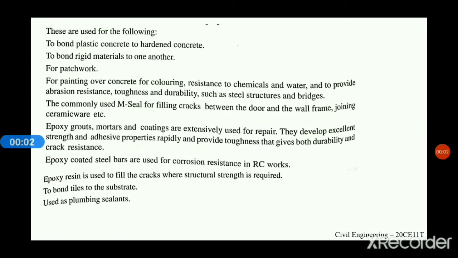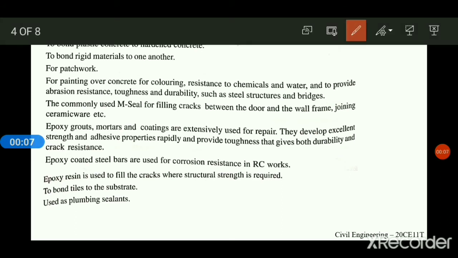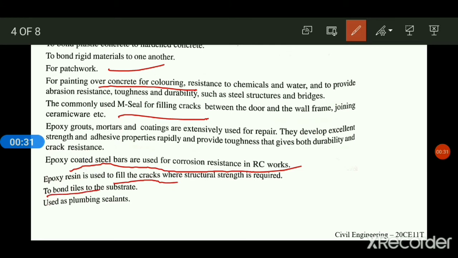These are the applications where epoxy resin is used: for patchwork, for painting over concrete, for coloring. It is used as M-seal for filling, as I just told in the previous slide. Epoxy coated steel bars for corrosion resistance in RC work, to fill cracks, to bond tiles, used as plumbing sealant, etc.